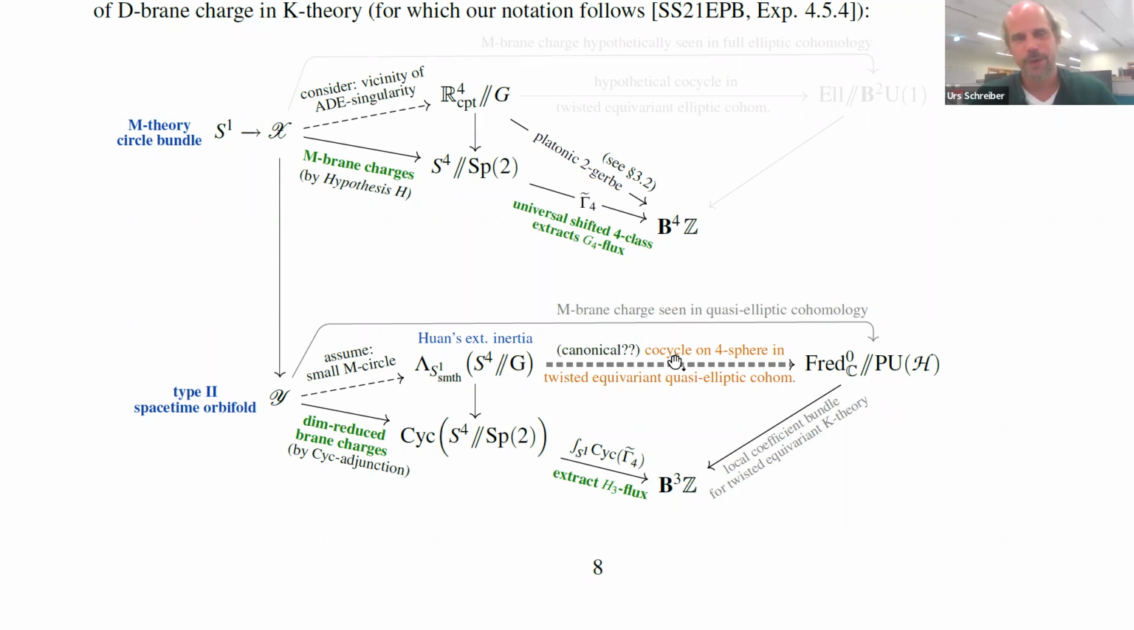So the question is just, and I'll end on this note, what is actually the quasi-elliptic twisted equivariant cohomology of ADE quotients of the four sphere? I would really like to know this. If we have an answer for this, there might be some fun consequences for physics. On that note, I end. I apologize for going over time a little, and I'm happy to take questions.